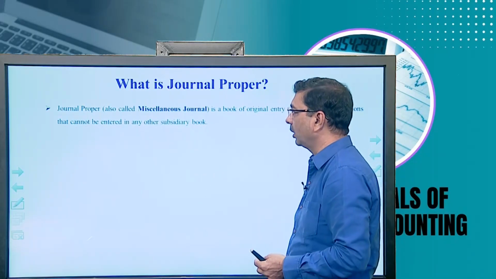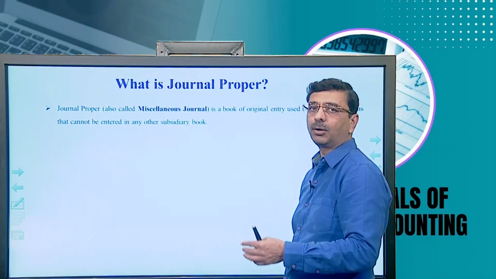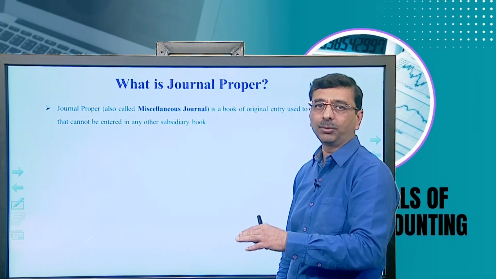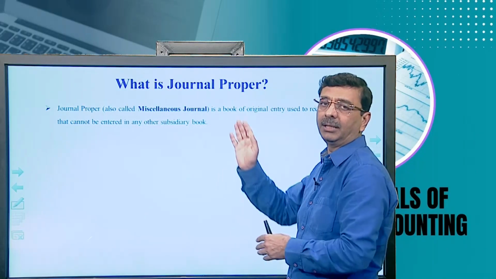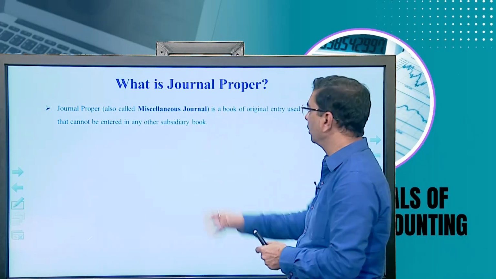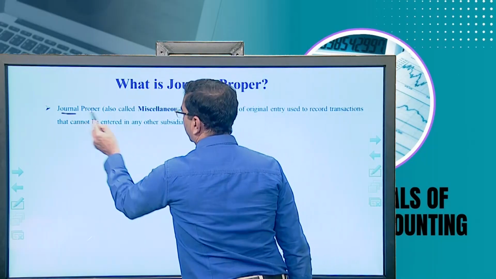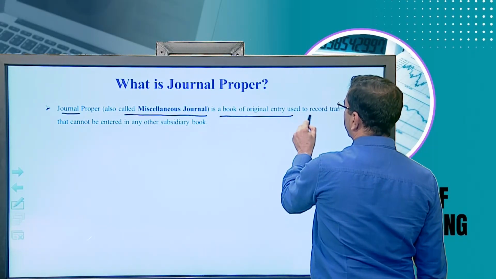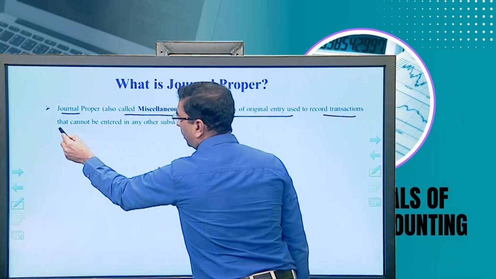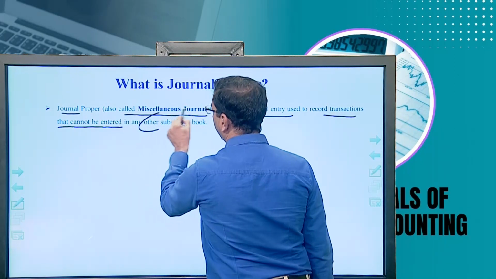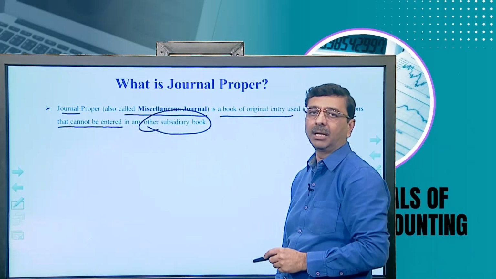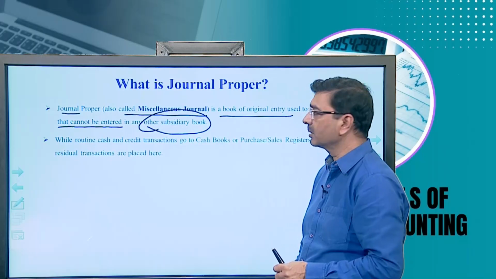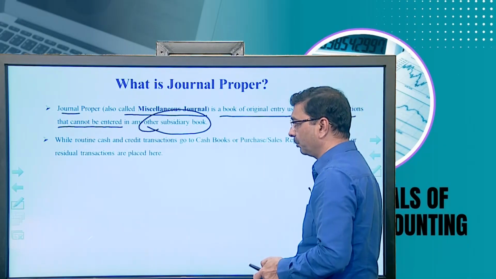What is journal proper all about? Journal proper, as I mentioned, is where all the remaining transactions which are not recorded in the subsidiary books are recorded in the journal. This is the miscellaneous journal, the book of original entry used to record the transactions that cannot be entered in any of the subsidiary books.